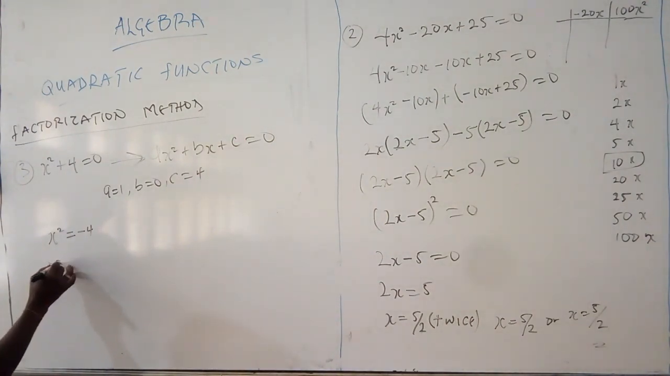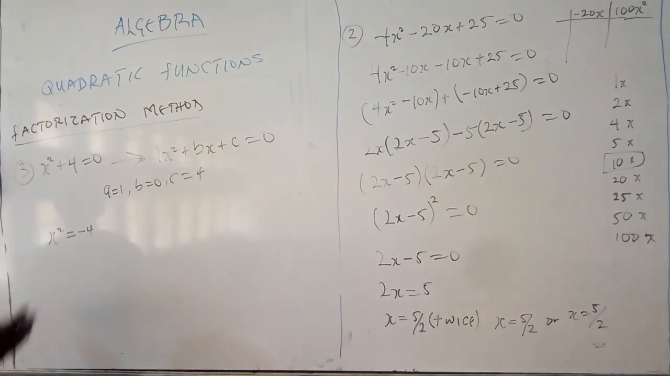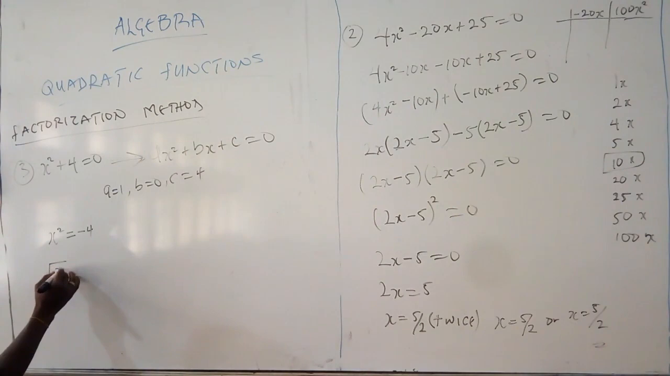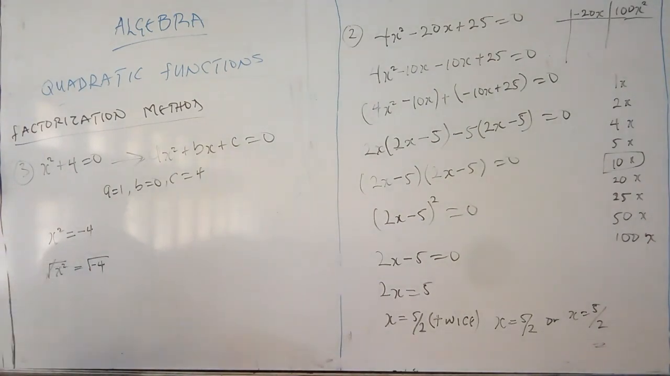Then x squared, then you take the square root of both sides. So the square root of x squared is equal to the square root of minus 4. This square root will cancel this, so you end up having x. Now the problem is on the right hand side. There is no root of a negative number.